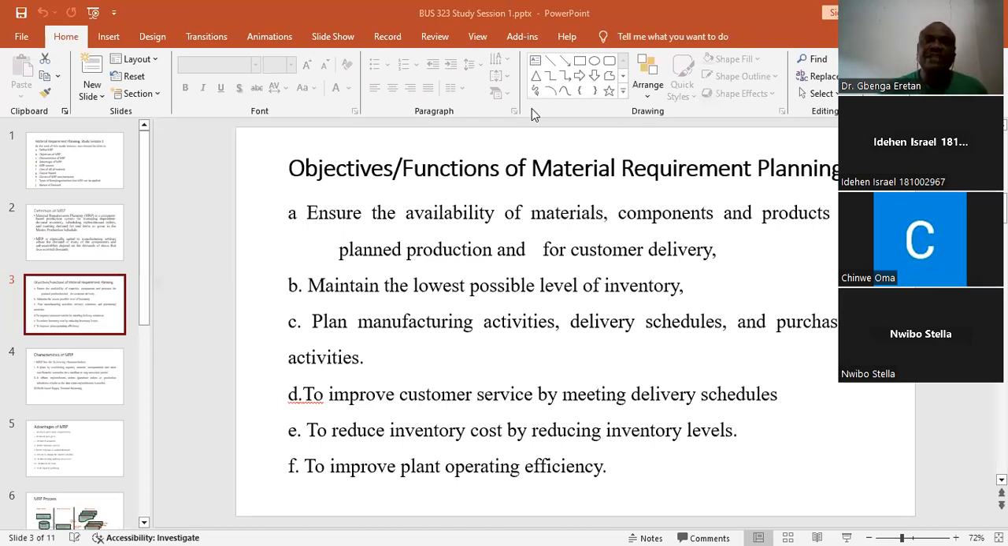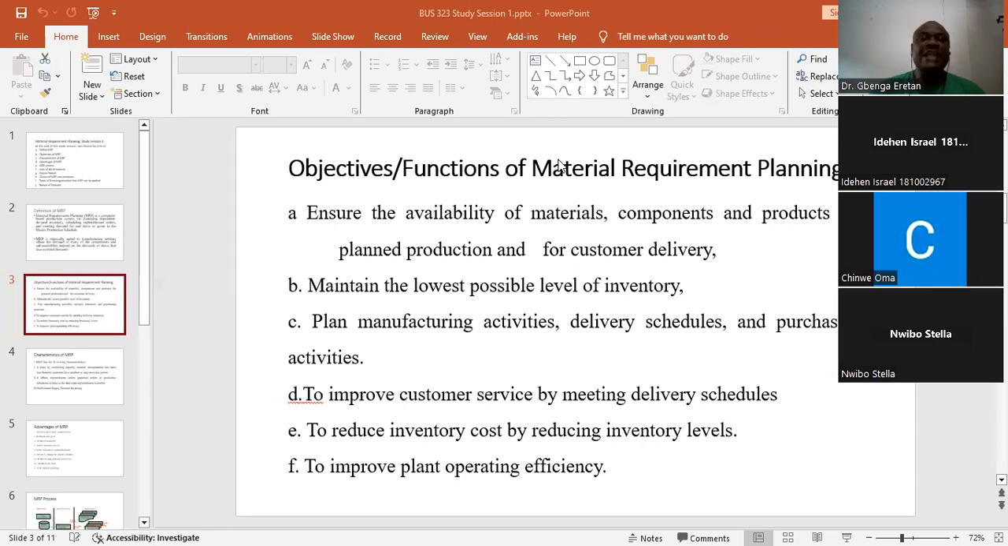It is a process that is designed for you not to run out of stock, using a computer to determine when you need to make demand for those products that are no longer in the factory. And that is why we say number one, the objective or function of MRP is to ensure the availability of materials, components, and products for plant production and for customer delivery.